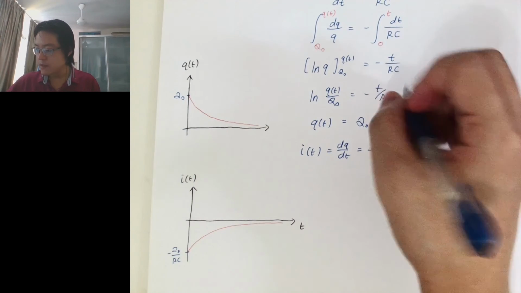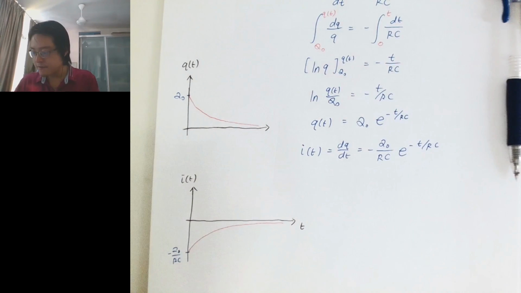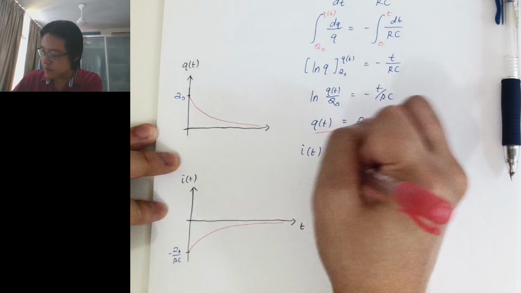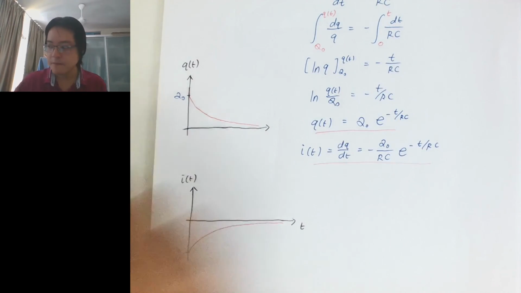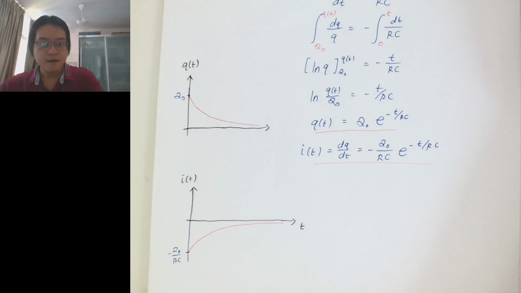So we got the function of Q, and we got the function of I. This is the discharging of a capacitor. Any questions so far?